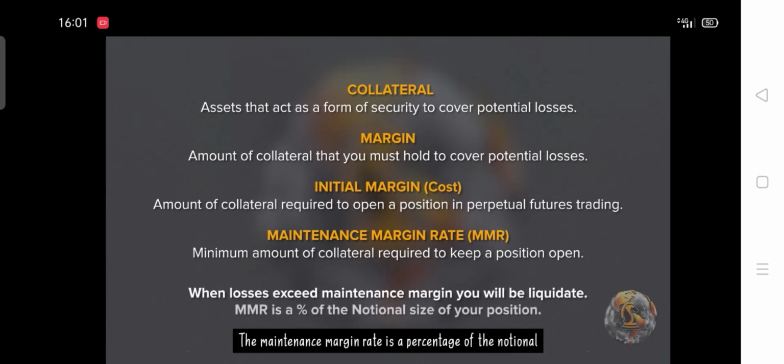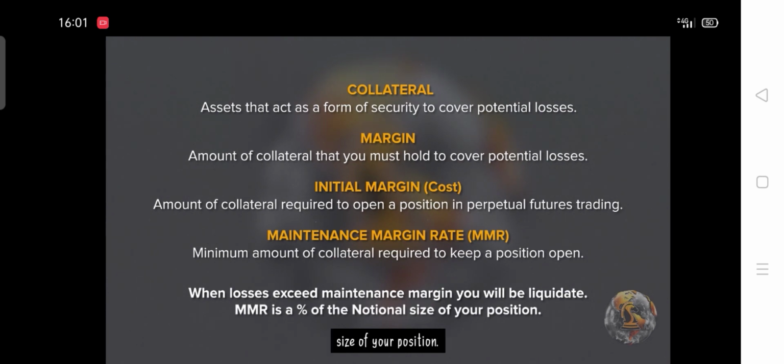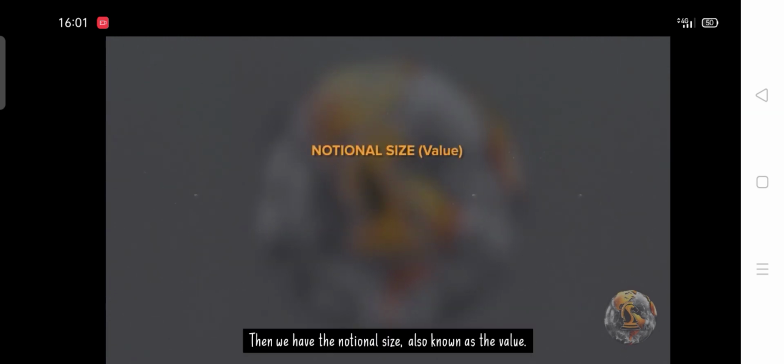The maintenance margin rate is a percentage of the notional size of your position. It's very, very, very important. Always know the MMR for your coin. Again, like the initial margin, it's set by the exchange and it's different for each coin and it's different for each exchange. Then we have the notional size, also known as the value.